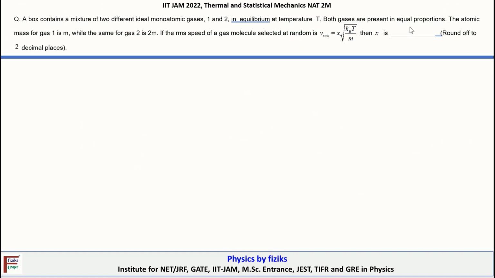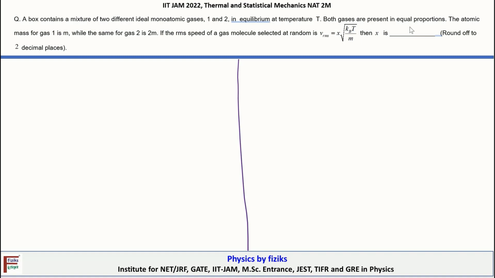Now let's continue with the next question. We are given a situation where a box contains a mixture of two different ideal monatomic gases, labeled as 1 and 2, in equilibrium at temperature T. Both gases are present in equal proportion. The atomic mass for gas 1 is m, while the same for gas 2 is 2m. If the RMS speed of a gas molecule selected at random is Vrms, equal to x under root kT by m, then what is the value of x?